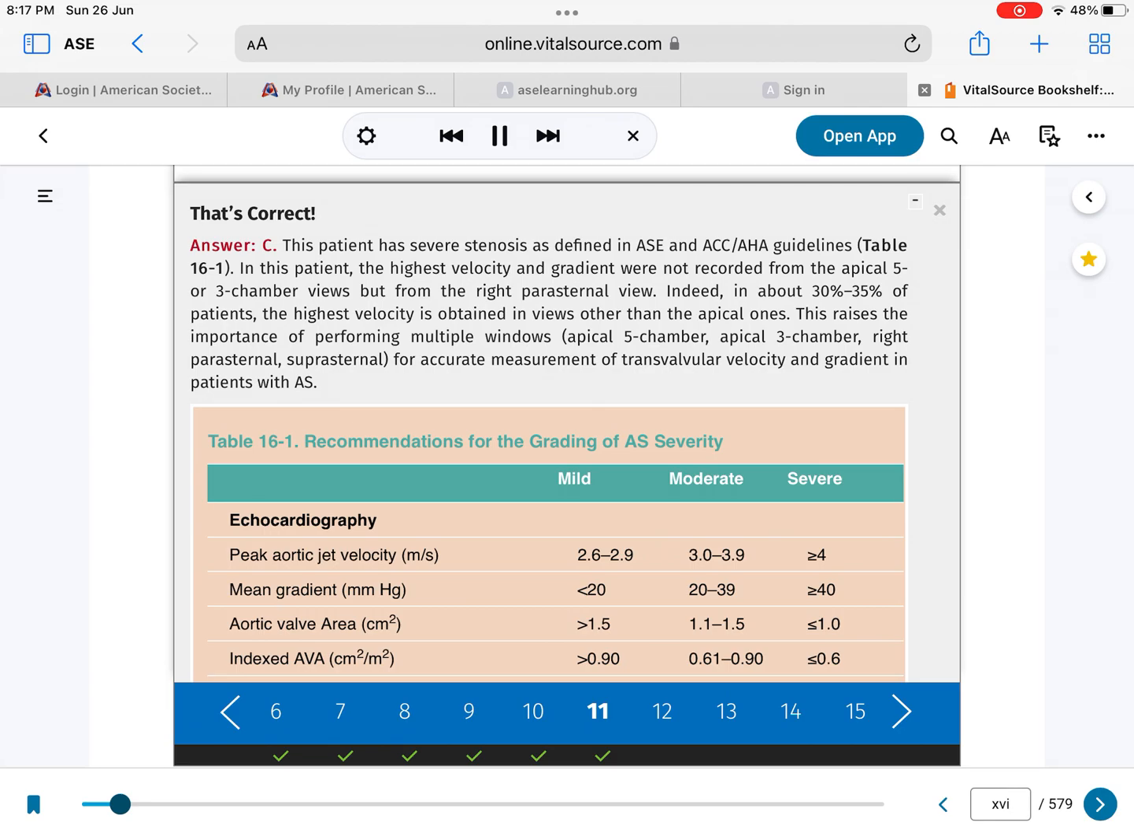C. The AS is severe, the patient is symptomatic, and surgical aortic valve replacement (AVR) is recommended. D. The AS is severe, the patient is symptomatic, but given the patient's age and comorbidities, transcatheter AVR is recommended.